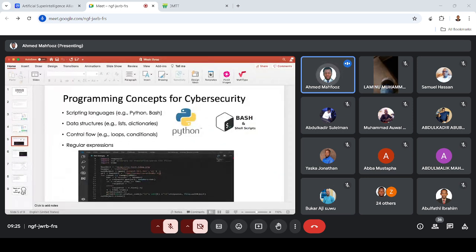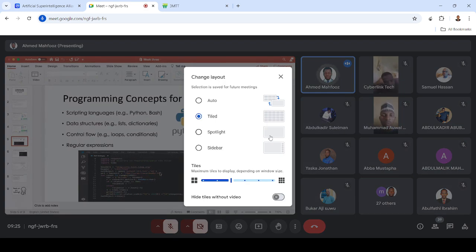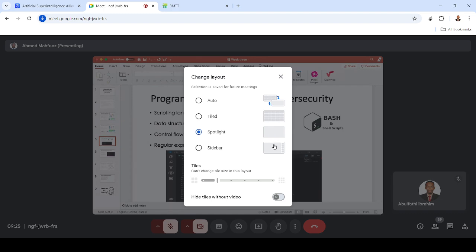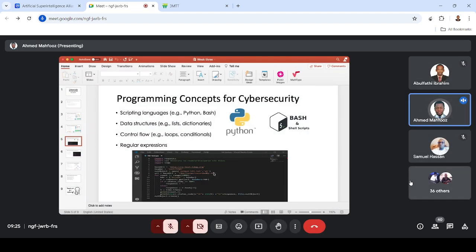Then we come down to programming concepts for cybersecurity. Why do we need programming in cybersecurity? In some cases, as a cybersecurity professional, you may have an incident of attack in your organization. So in some cases, you need to write a program to go through all these logs, to see who joined and so on. In a nutshell, it's used for automation. We use programming in cybersecurity to automate our tasks, to make our work easier and faster.